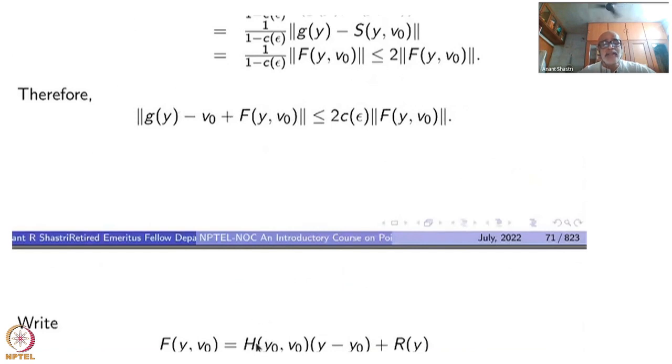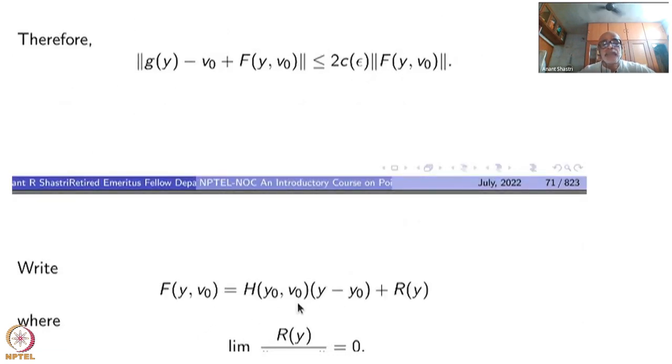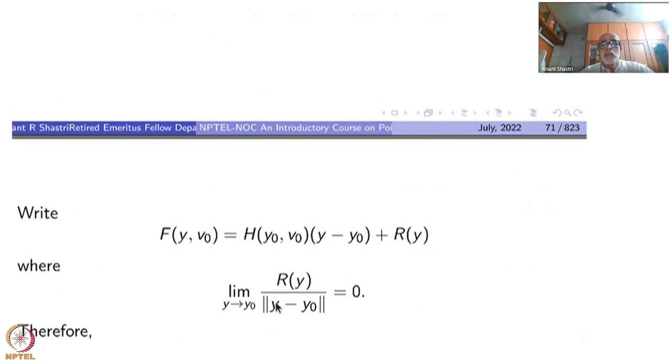So let us write F of Y V naught as H of Y naught V naught operating upon Y minus Y naught, plus the remainder. We can write it this way because this is the derivative of F with respect to the Y coordinate, V naught being fixed here. So RY is the remainder after the first term. This has the property that RY divided by the norm of Y minus Y naught tends to 0 as Y tends to Y naught. So I am using the increment theorem here.